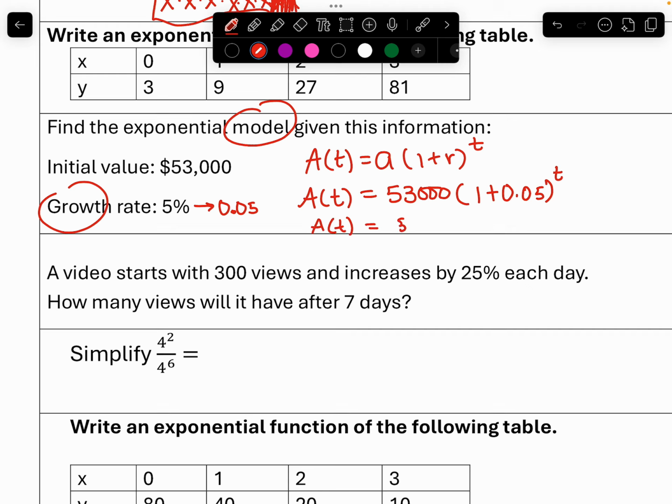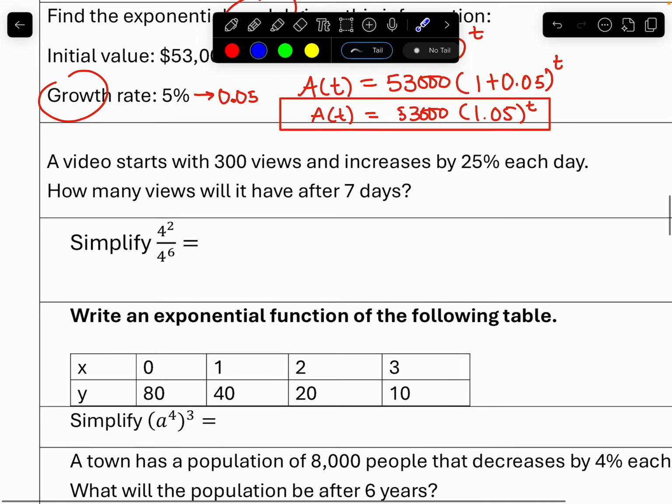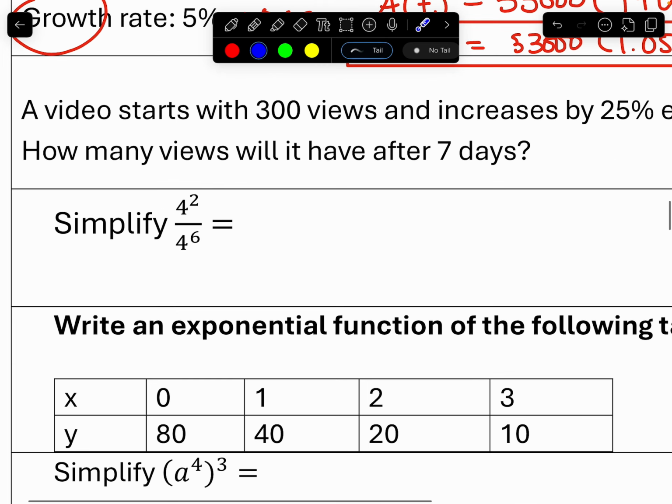A of t equals 53,000 times 1.05 to the power of t. So this is your final answer. If you stop here, that is minus points. Okay, all right, I'm gonna move on to this here.